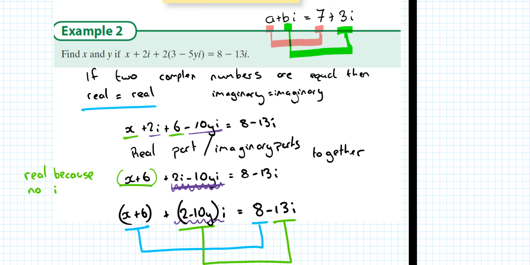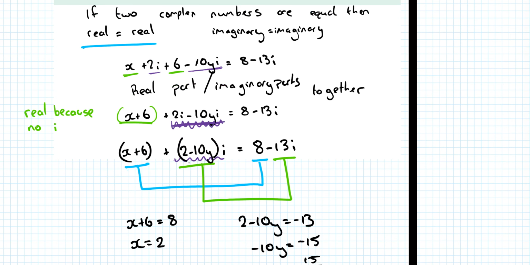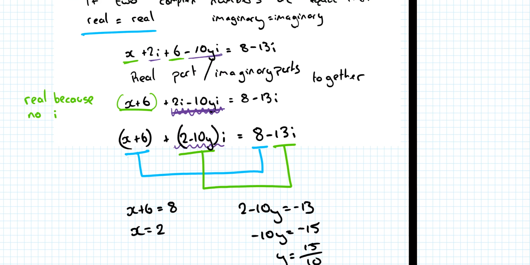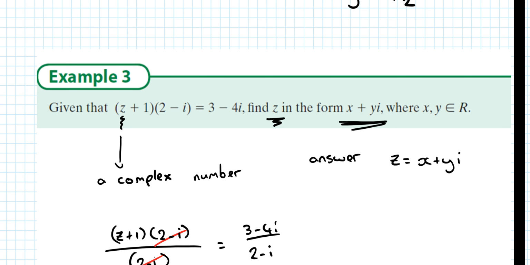What can I factorize out? I can factorize out the i. So then this part here does not have an i with it. So it must equal to the other side that does not have an i with it. This side here does have an i, and it is the imaginary part, so it must equal to the imaginary part over here. So now I get x plus 6 is equal to 8, so x is equal to 2. 2 minus 10y is equal to minus 13. And then we get y is equal to 3 over 2. Question done.